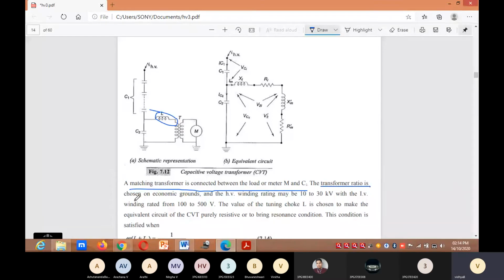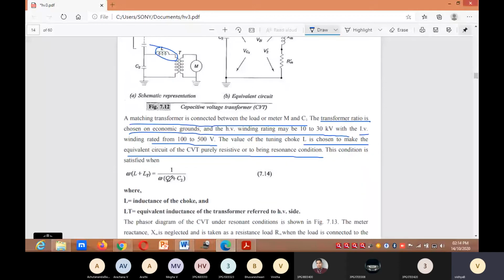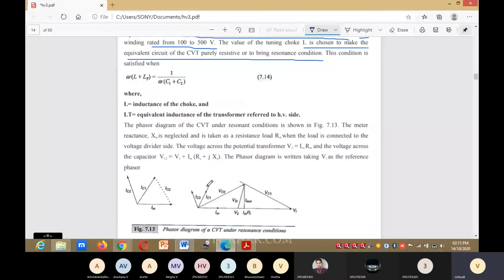The transformer ratio is chosen on economic grounds, and the HV winding rating may be 10 to 30 kV with the LV winding from 100 to 500 volts. The value of the tuning choke L is chosen to make the equivalent circuit of the CVT purely resistive, or bring about the resonance condition. This condition is satisfied when omega open bracket L plus LT close bracket is equal to 1 divided by omega open bracket C1 plus C2 close bracket, where L is the inductance of the choke and LT is the equivalent inductance of the transformer referred to HV.